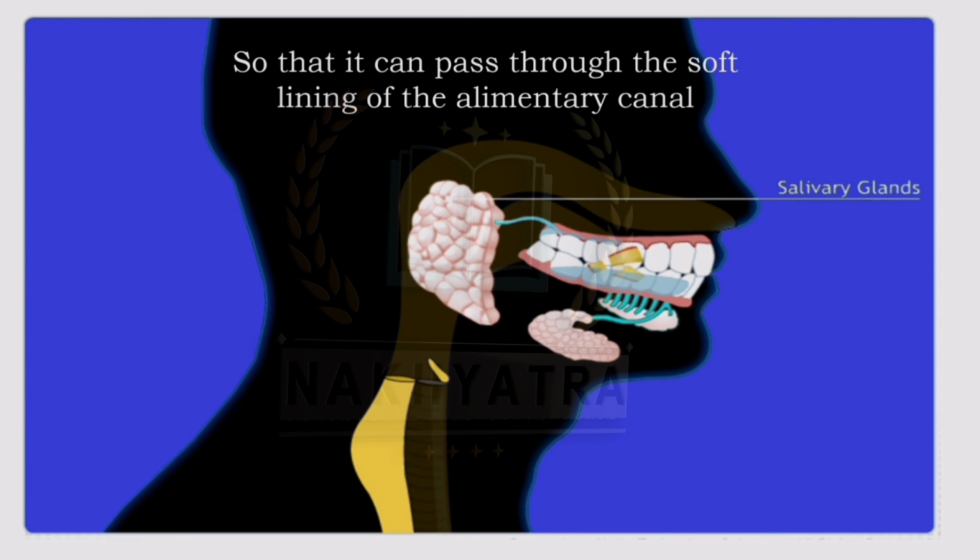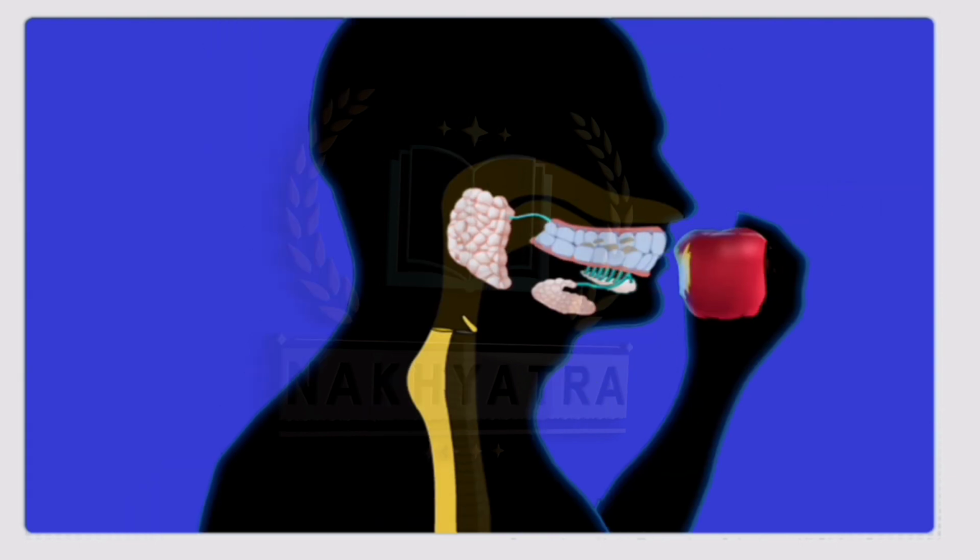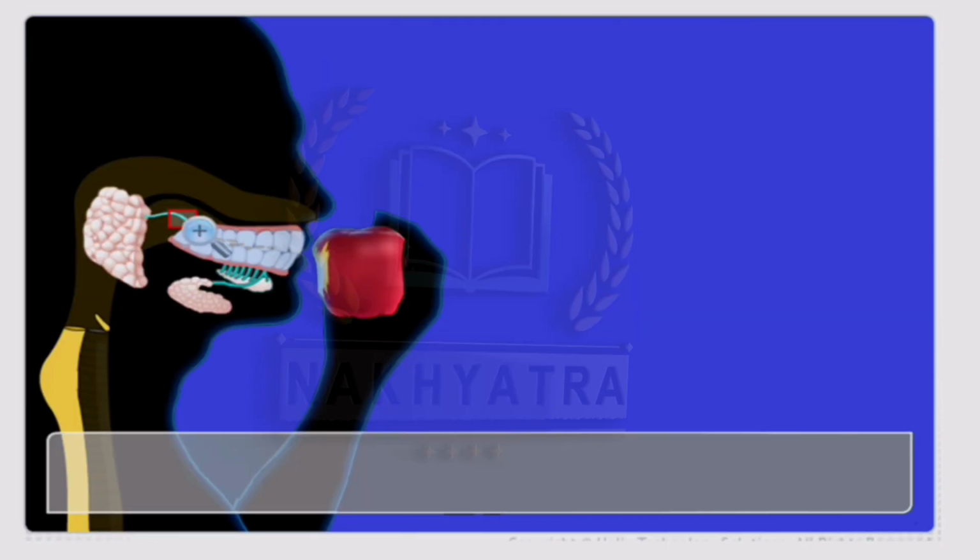So see, saliva wets the crushed food so that it can easily pass through the soft lining of the alimentary canal.